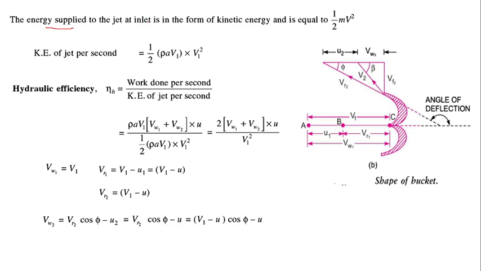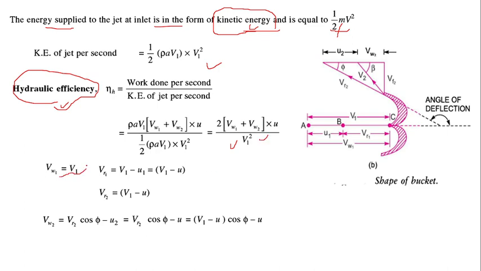Whereas the energy supplied to the jet at the inlet is in the form of kinetic energy, half m v square, where m is nothing but rho a V1 into V1 square. If you need the hydraulic efficiency, it is work done per second by kinetic energy of the jet per second. So work done per second, rho a V1 (Vw1 plus Vw2) into U, by kinetic energy of the jet, half rho a V1 into V1 square. We cancel out to get 2 (Vw1 plus Vw2) into U by V1 square.